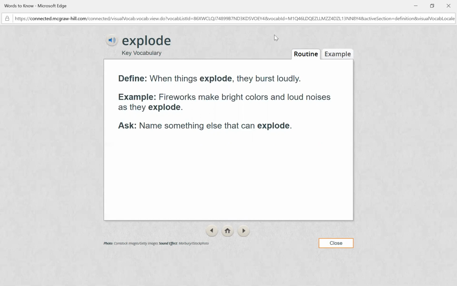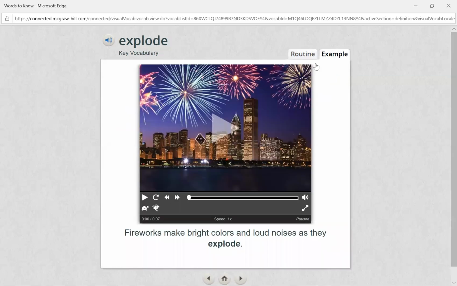I think I have some ideas for that one. I'm thinking of something that is red, it has a little fuse that comes off of it, and sometimes we see it in those funny little cartoons. It makes a big mess once it blows up, but when something explodes, it bursts very loud, in a loud way. Let's look at our example.